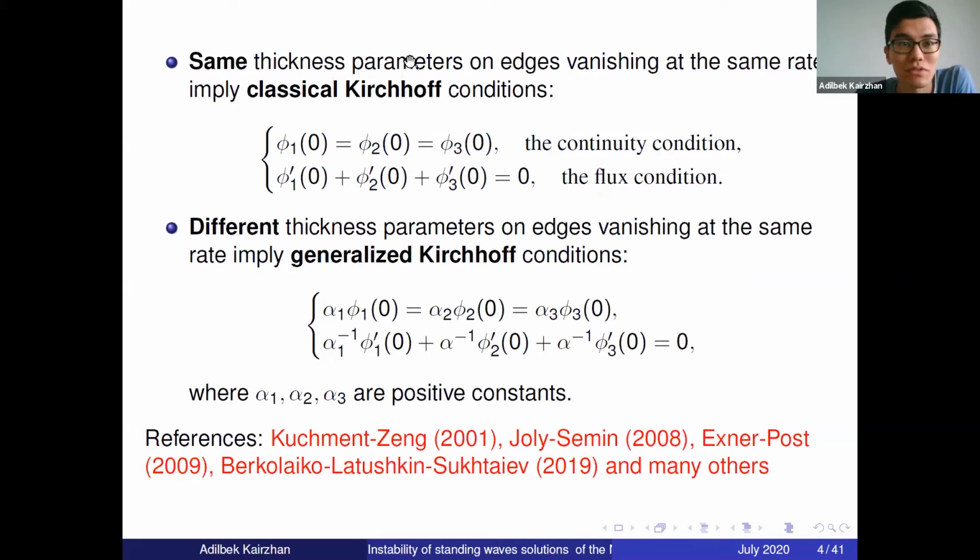If you have the same thickness parameters with the same rate of convergence, you get the classical Kirchhoff conditions, where you have the usual continuity condition at the vertex and the flux condition of this type. But if you have a different thickness parameter with the same rate, you get conditions which people call generalized Kirchhoff conditions, with some coefficients alpha in front of the functions. One can get more complicated, even Robin type boundary conditions at the vertex, if you play with the thickness and rate of convergence parameters. There has been lots of work done in this direction, and I just pointed out a few of them: Kuchment, Zeng, and the recent one by Berkolaiko, Latushkin, and Sukhtaiev.